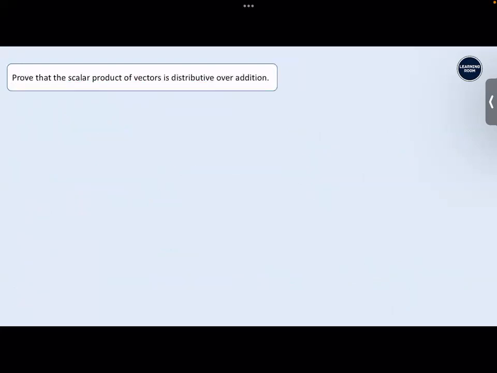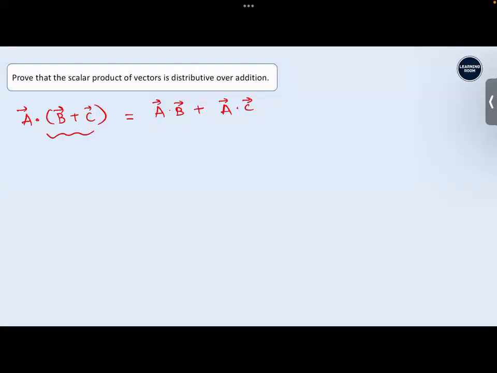Next, prove that the scalar product of two vectors is distributive over addition, meaning A vector dot (B vector plus C vector) will be equal to A vector dot B vector plus A vector dot C vector. This is the meaning of distributive over addition: finding the dot product of the sum of two vectors is the same as finding the dot product between the individual vectors and adding them. For this there is no proof at all.